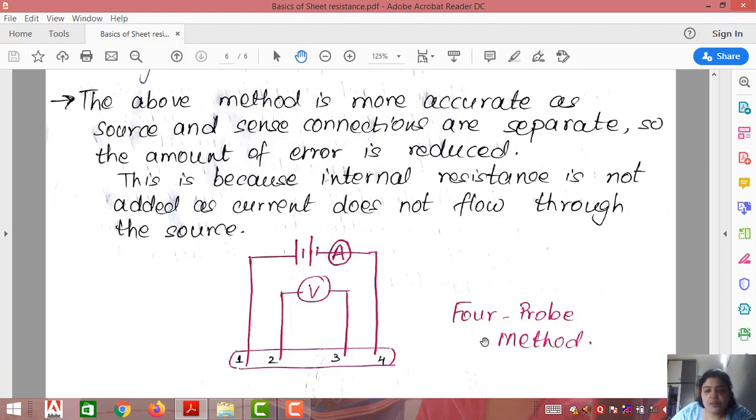In the next video, I will be discussing the four-probe method in detail. The four-probe method has two cases. Both the cases will be covered in the next video.